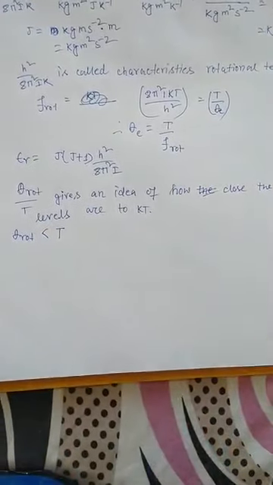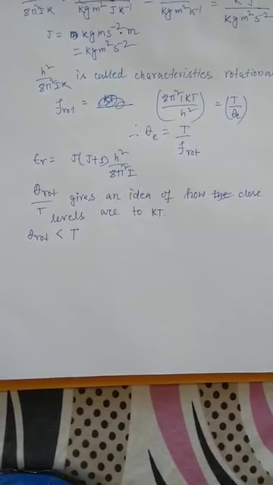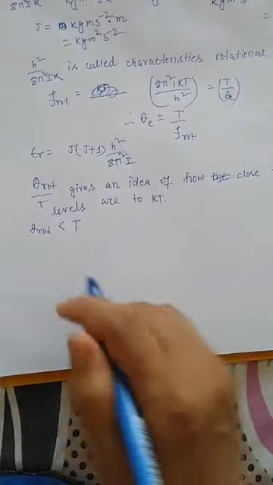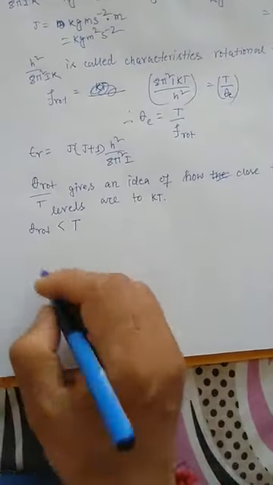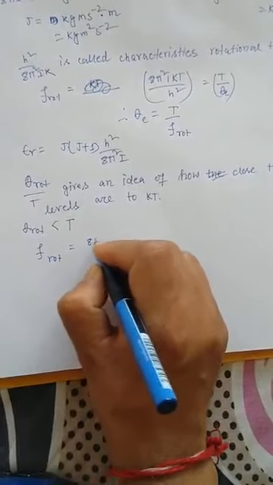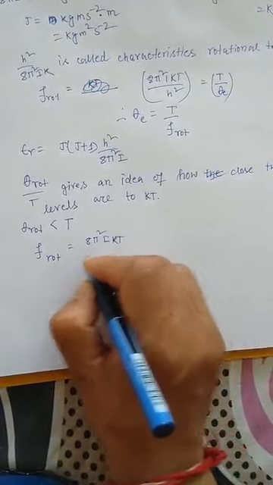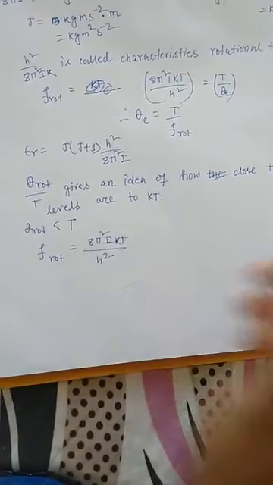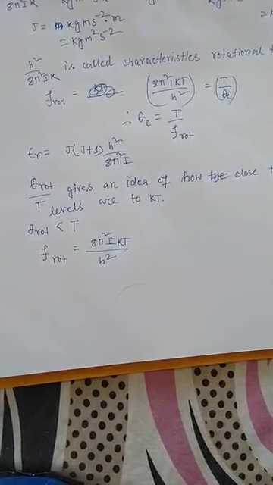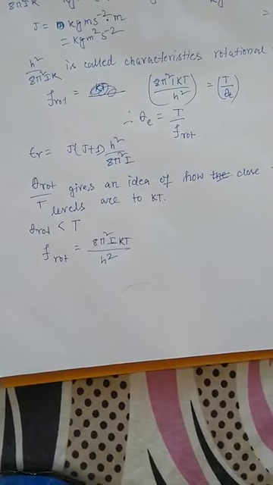In this condition we can replace the summation sign by integration signs. Okay, so the equation that is f rotational becomes 8 pi square I kT by h square, and it can be applied to the rotational degree of freedom in which the identical configuration occurs only after rotation of 2 pi.